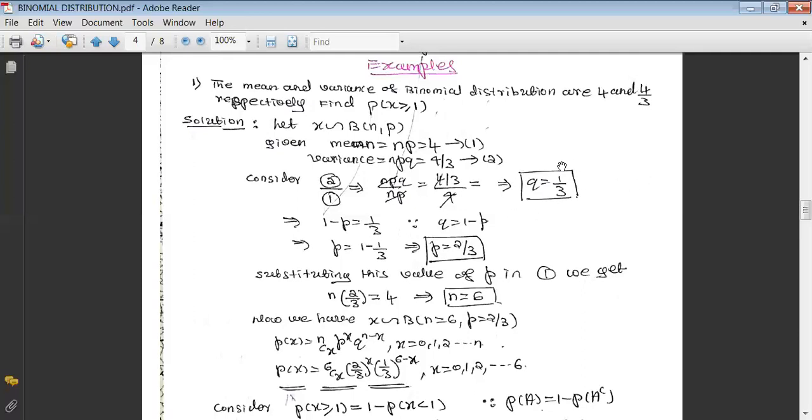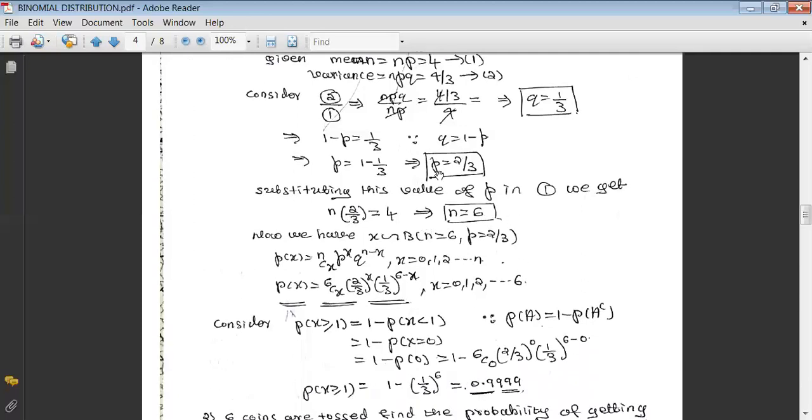And q is 1 by 3, and we know that q is the notation which represents 1 minus p. Therefore, 1 minus p equals 1 by 3. That indicates p equals 1 minus 1 by 3, that is 2 by 3. Now we got one of the parameters, that is p. Now using this value of p in equation 1, we can get the value of n. That's why n into p, where p is 2 by 3, equals the RHS, 4. Once you solve this for n, we get n equals 6. Now we have the two parameters, namely n and p. Therefore, we can say that x follows binomial with n equal to 6 and p equal to 2 by 3.